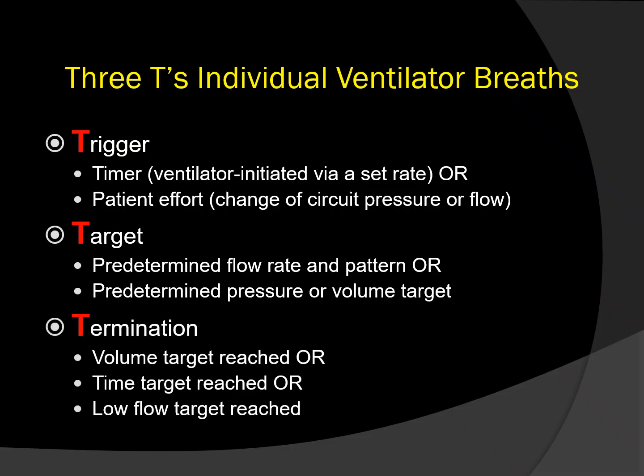The third T is the termination rule. So we might terminate the breath when the volume target is reached, or on a timed cycle at the end of the timed target, or in pressure support ventilation, what determines the end of the breath is when we reach a low flow target. That is, the target is, let's say, 25% of maximum flow. We write a rule. The breath is deemed to be over when the flow is low.